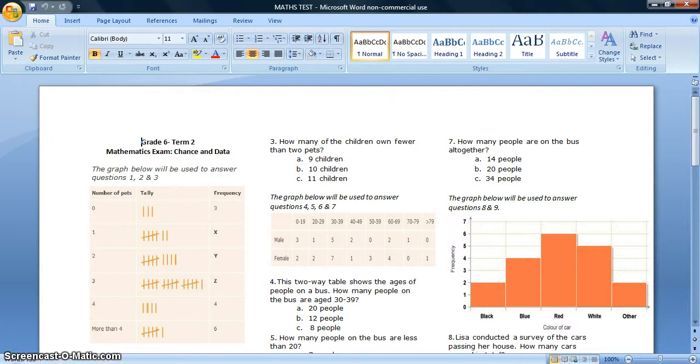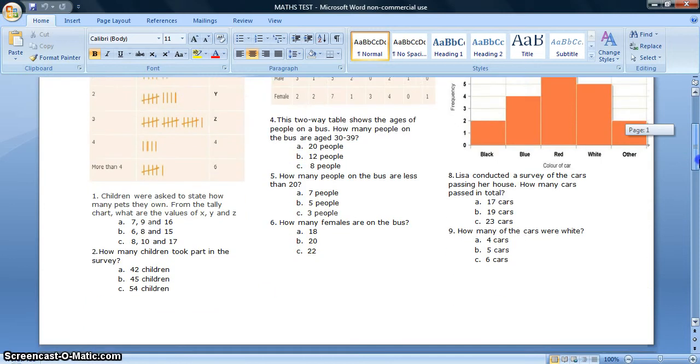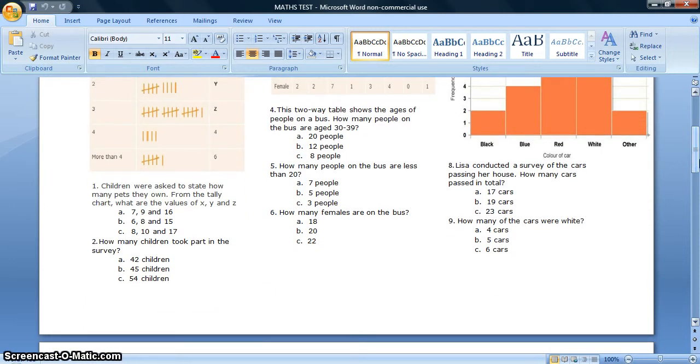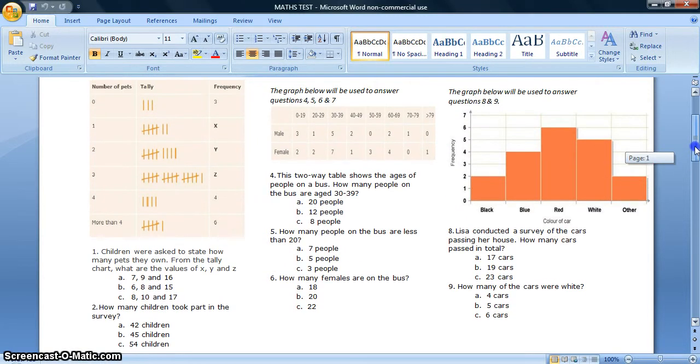To answer questions 1, 2 and 3, the graph below will be used to help you answer those. Question 1. Children were asked to state how many pets they own. From the tally chart, what are the values of x, y, and z? A. 7, 9, and 16. B. 6, 8, and 15. Or C. 8, 10, and 17.